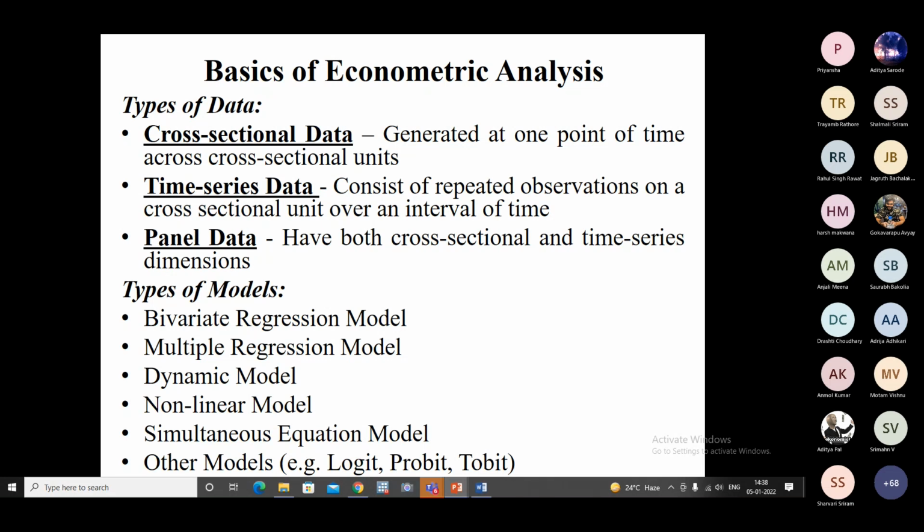So as I said, in econometric analysis 1, we will be basically using cross-sectional data and to some extent time series data. We will be basically focusing on bivariate and multiple regression model, along with some discussions on dynamic models.